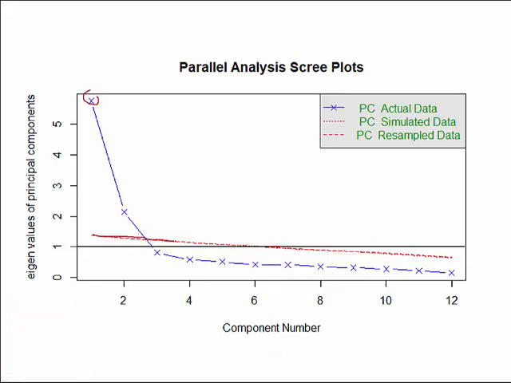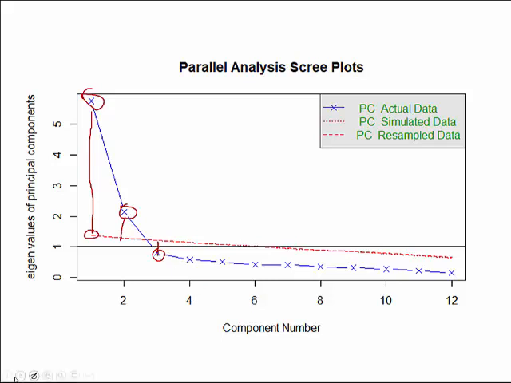The blue line is showing the eigenvalues that I actually got in my study, and the dotted red line is showing the eigenvalues that you would get just by chance alone in a situation where there's actually no factors at all, but you have the same number of items and the same number of people in your data set. What would you get just by chance alone? And so we see that factor number 1 has an eigenvalue that's greater than that dotted red line. It's an eigenvalue that's higher than what we would expect if we were just getting results based on chance alone. The second factor also has an eigenvalue that's greater than that dotted red line, but the third factor falls below that line.